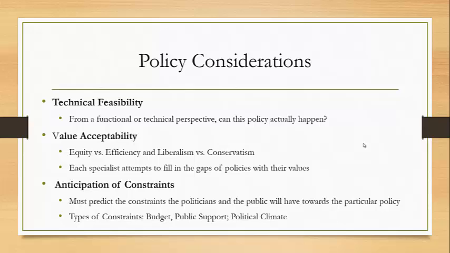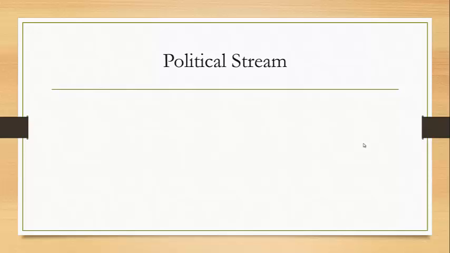Okay, so we talked about the policy entrepreneur. We talked about the policy and what might dictate whether the policy entrepreneur picks a particular policy. But then we have the political stream. So this is Kingdon's third stream. And what are we talking about?